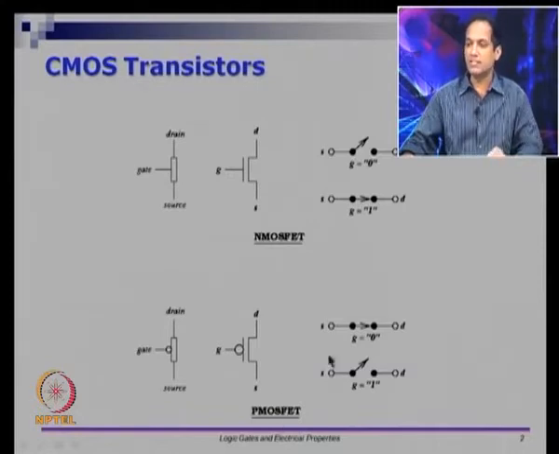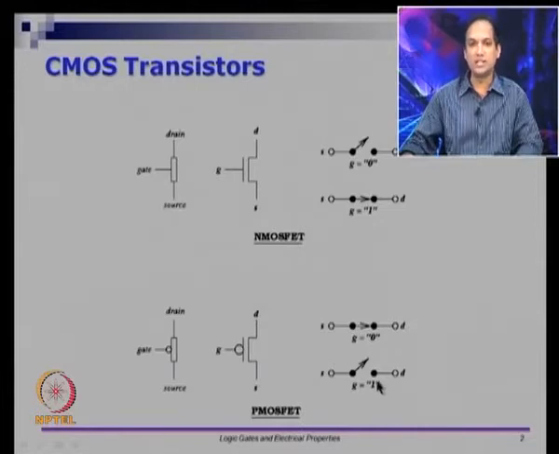In a PMOS transistor, it is the opposite of what the NMOS transistor does. When G equals 0, the switch is closed, so anything that you place at the source will be at the drain. Similarly, when G is 1, the transistor is considered open or non-conducting, and any signal that you place at S will not be seen at D.